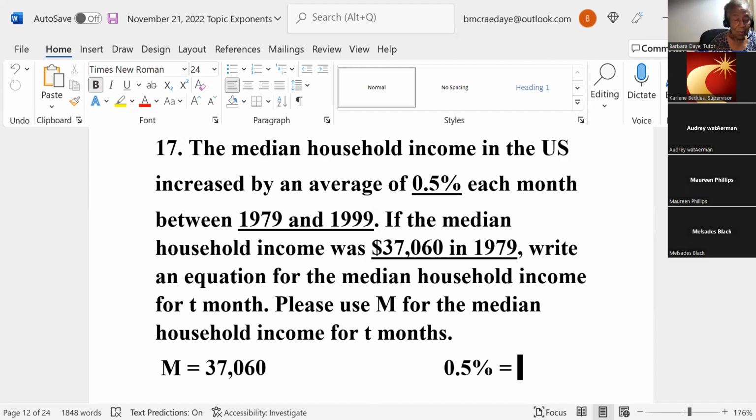0.05? No. Latoya, what's 0.5% as a decimal? 0.05, miss. No. That's what I told her. She says no. As a decimal?